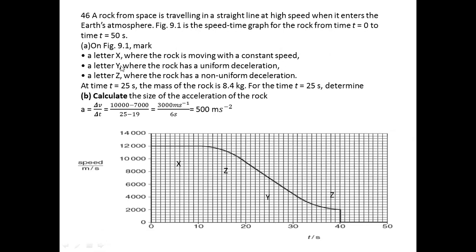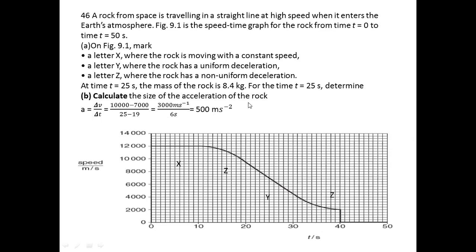Next, we have to mark a letter Y where the rock has uniform deceleration. Uniform deceleration is shown by this straight line, and this straight line is labeled Y. The letter Z is where the rock has non-uniform deceleration. Non-uniform deceleration will be the area of curves. So we have a curve over here and a curve over here. These will also be labeled as Z.